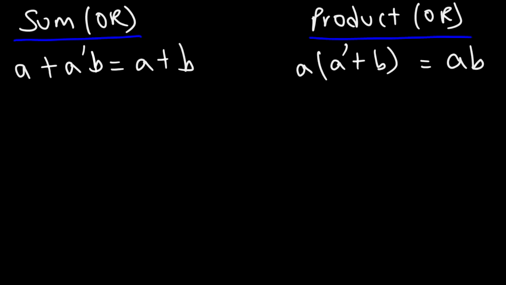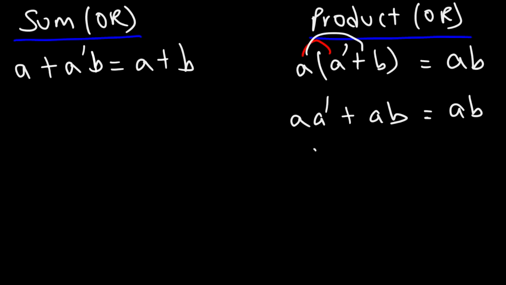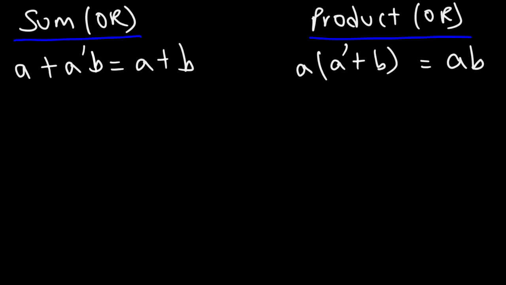Well, the one on the right is not that bad. If you distribute, you get A times A prime, and then here you get plus AB. Now, using the complement rule, we know that A times A prime is 0. So we can see that AB is equal to AB. Now, what about the one on the left? I want you to pause the video and prove that this equation is true using a truth table and using Boolean algebra. Go ahead and take a minute to work on that.